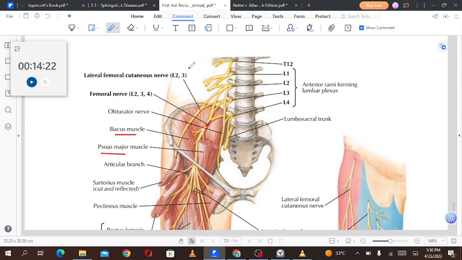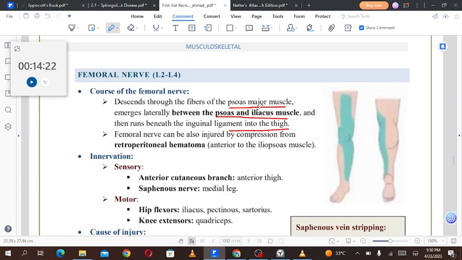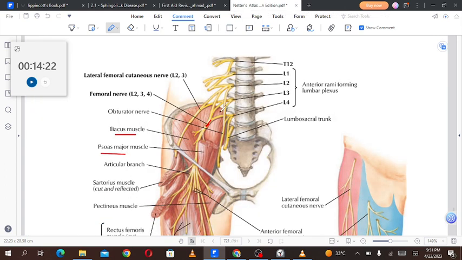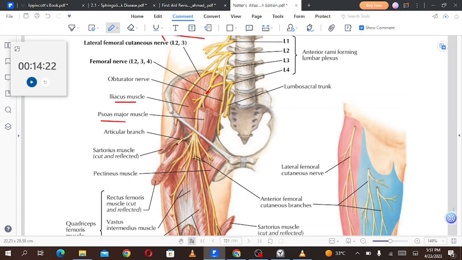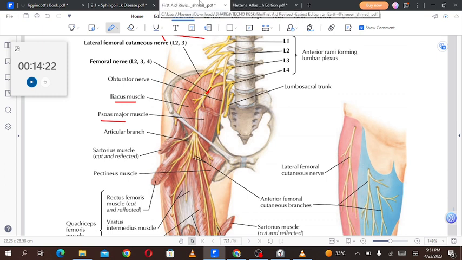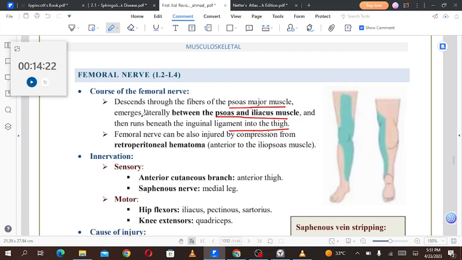So what were they saying? They said that it descends through the fibers of psoas major muscle, emerges laterally between the psoas and iliacus muscle, and then runs beneath the inguinal ligament into the thigh. So it passes through the fibers of the psoas muscle and then moves laterally, this is the lateral direction, between the psoas and iliacus muscle, and then passes beneath the inguinal ligament into the thigh.